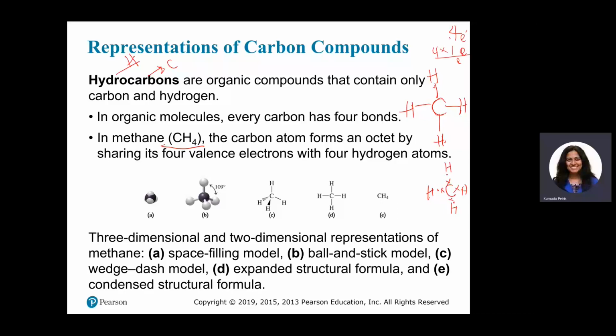In methane, the structure was represented using 5 different types of models. A is a space filling model. B is a ball and stick model. C is a line model. D is an expanded structural formula. E is the condensed structural formula. In every model, the carbon has 4 bonds, and those 4 bonds are attached to 4 hydrogens in methane.